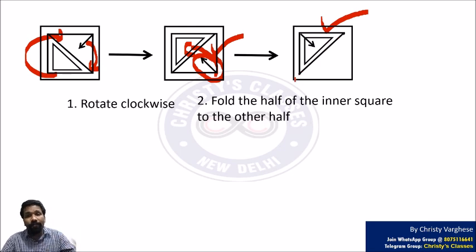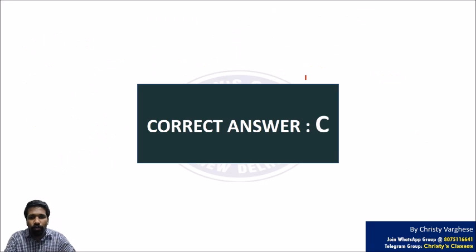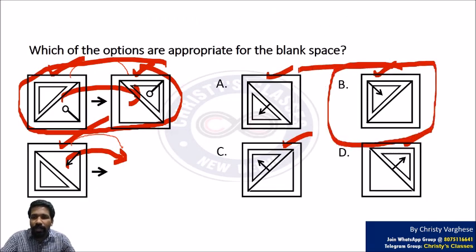There may be different ways to think about it, but this is the correct answer. I just thought of rotating clockwise and then folding. Folding first and then rotating is also fine. Other ideas are also correct if you are getting the same logic. Saying so, option B will be the correct answer by that idea. If so, let's go to the next question.